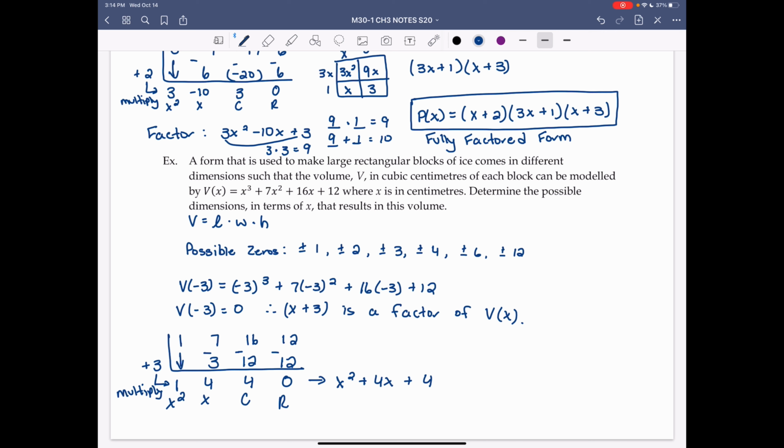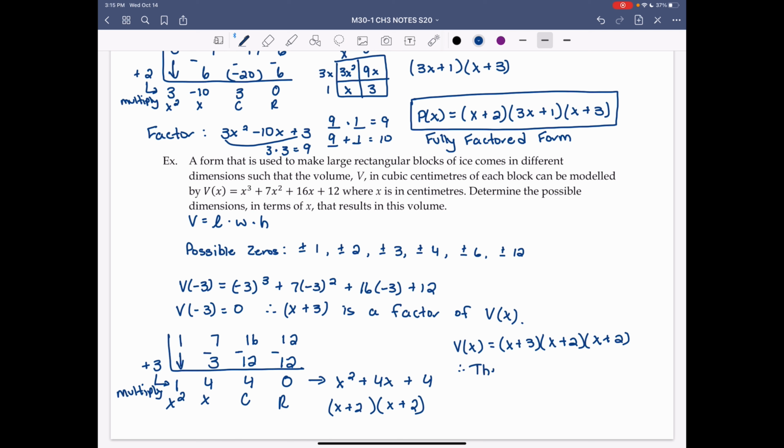We factor that trinomial. Two numbers that multiply to 4 and add to 4, x plus 2 and x plus 2. Then v of x in factored form is x plus 3 times x plus 2 times x plus 2.